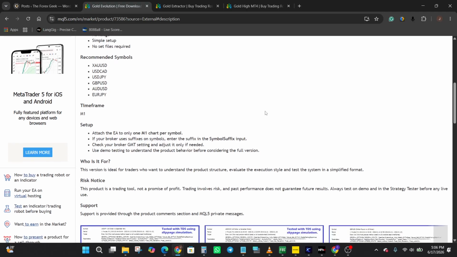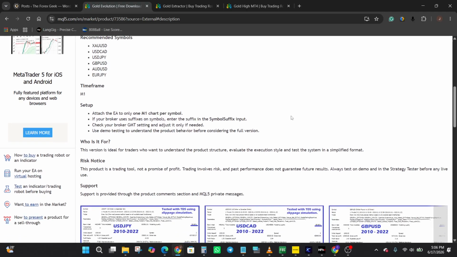So moving into the feature discussion, one thing that stands out is the emphasis on simplicity. The developer notes that no set files are required, which can make installation and initial testing more convenient. The entire design appears to focus on keeping the evaluation process straightforward for users who want to understand how the product operates. Now, let us transition into the backtesting section.